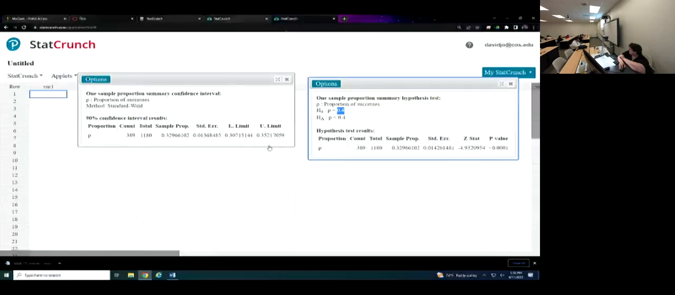Maybe it's easier if you multiply by 100. Is 40 between 30.7 and 35.2? No. The P of 40% is not in the confidence interval. That's why we reject it. So that's the link between the confidence interval and hypothesis testing. The proportion of 0.40 that we're looking for is not in the confidence interval. So we're going to reject it. It's not likely.